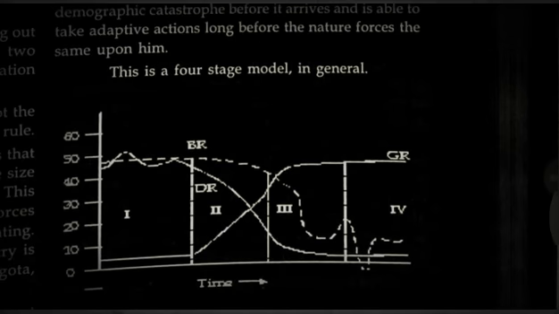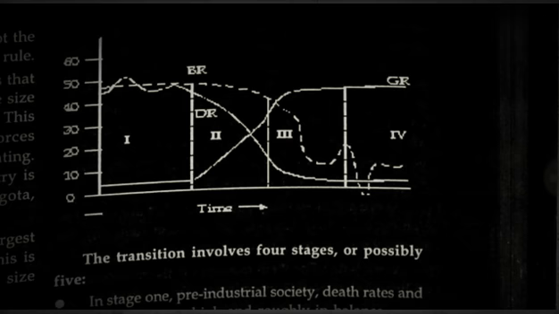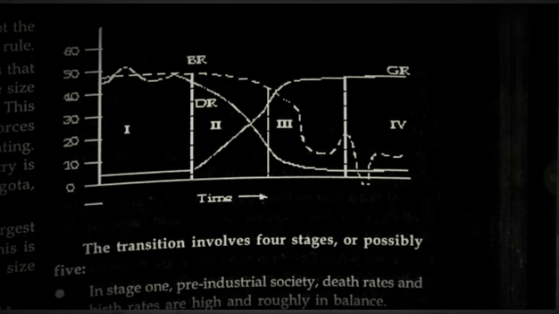This is the 4-stage model in general. Please see the diagram: first stage, second stage, third stage, and fourth stage. In the first stage you can see the birth rate, BR, and the death rate. Birth rate is high and death rate is also high, and the curves are growing rapidly.